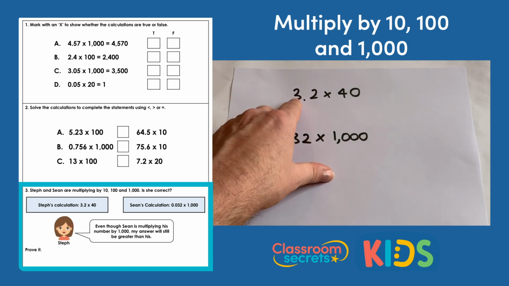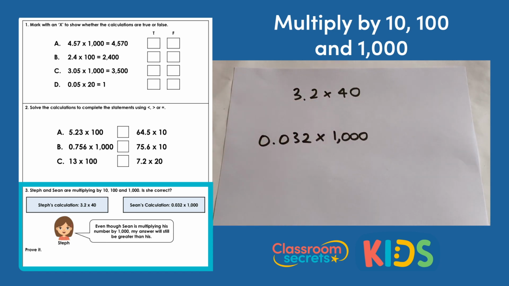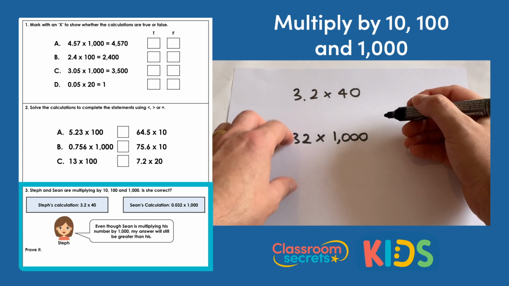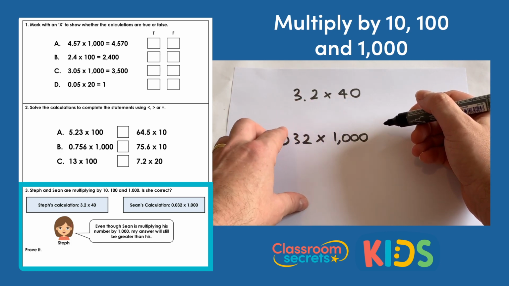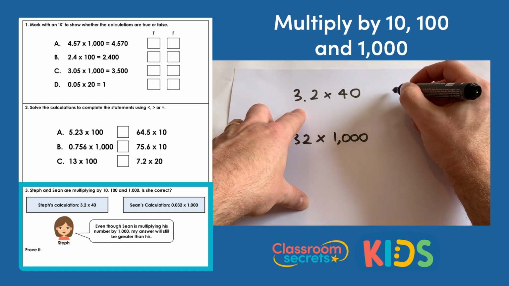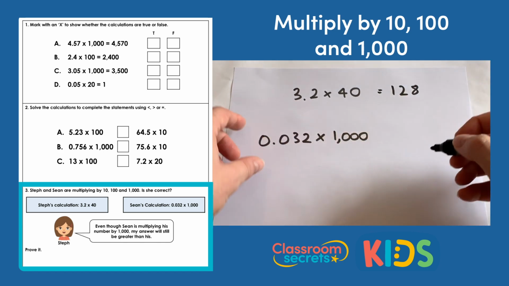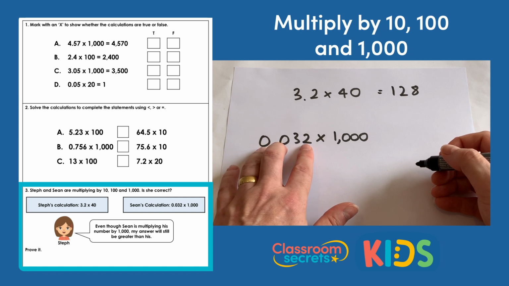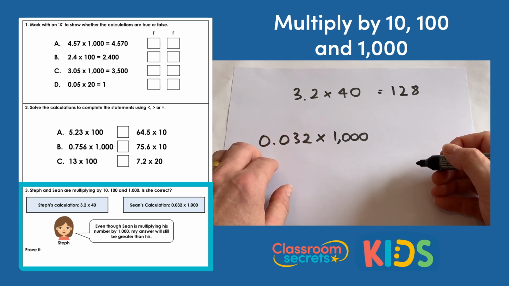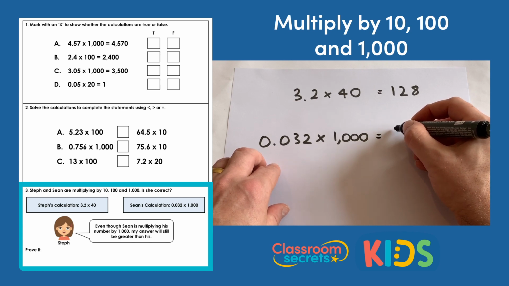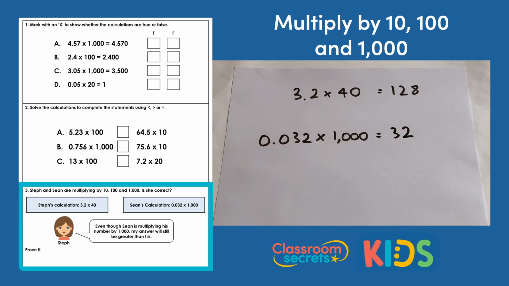Let's have a look at these two calculations. We have 3.2 multiplied by 40 and 0.032 multiplied by 1,000. So at 3.2, if you multiply it by 10 first, those digits will move to the left one column to make 32, and then you'll multiply 32 by 4 to multiply it by 40. So that would mean you get 128. 0.032 multiplied by 1,000, that means these digits here will move to the left 3 columns, and that would mean that you get 32. So Steph is correct. Even though Sean is multiplying his number by 1,000, her answer is still going to be greater than his.